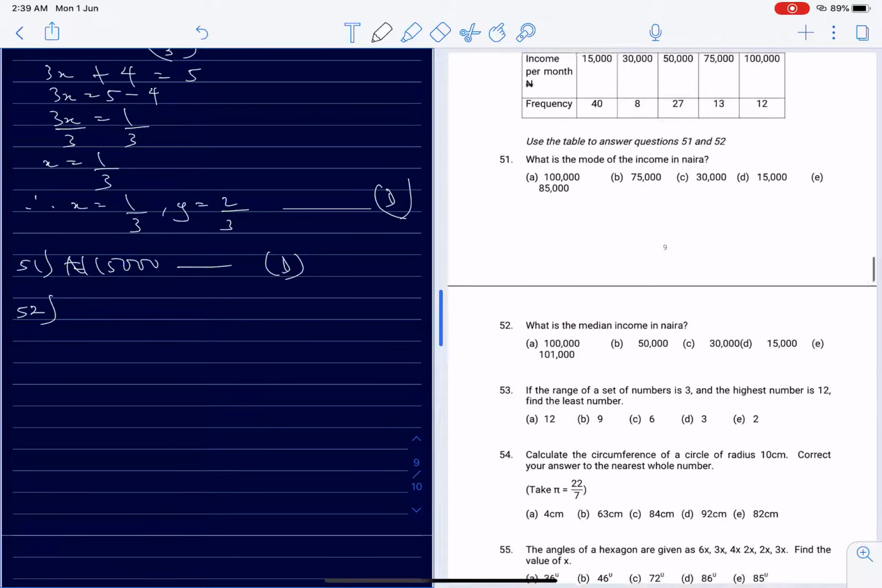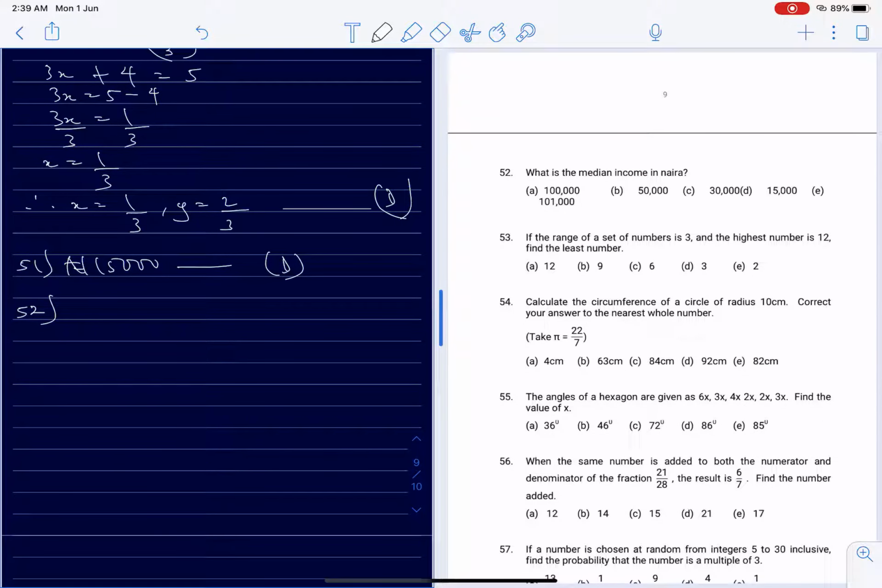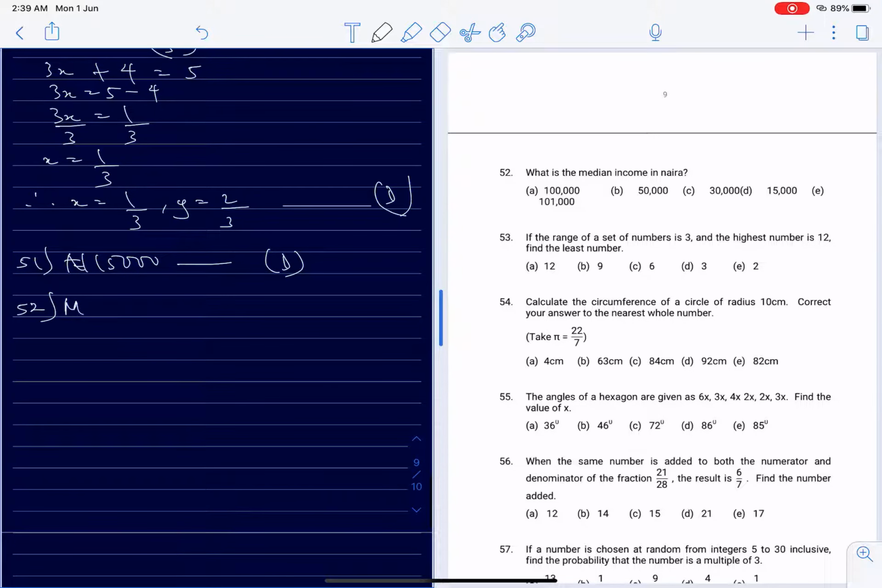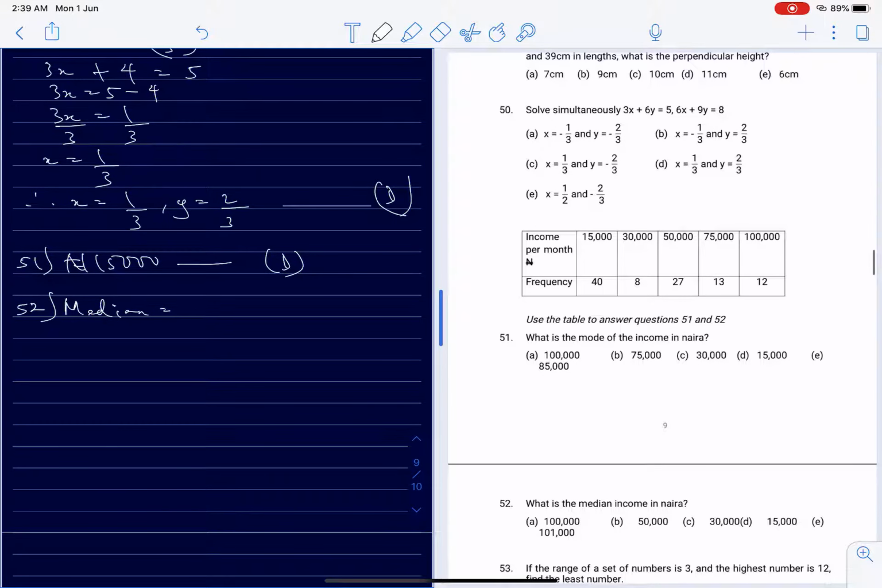Now to 52. What is the median income in Naira? For the median, we arrange from smallest to biggest, or it's already arranged. So the median is the one in the middle. That's 40 plus 8, 48, plus 27, 75, plus 13, 88, plus 12, 100. So the 50th income is the median.